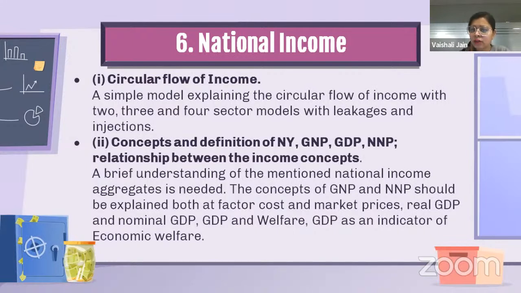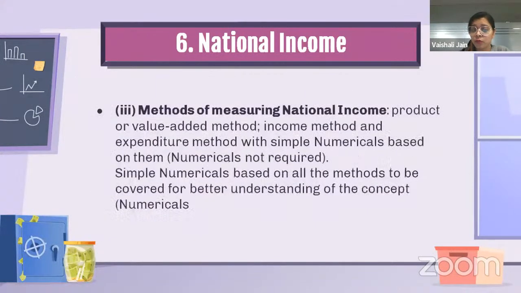A brief understanding of this, the concept of GNP and NNP, should be explained with the help of factor cost as well as market cost. That is the GNP at FC as well as GNP at MP. Similarly, NNP at FC as well as NNP at MP, where NNP at FC is also known as national income. Real GDP and nominal GDP, GDP as an indicator of economic welfare. Again, it is a very, very important topic. I hope you know that.